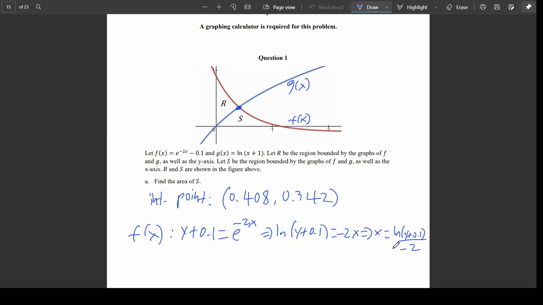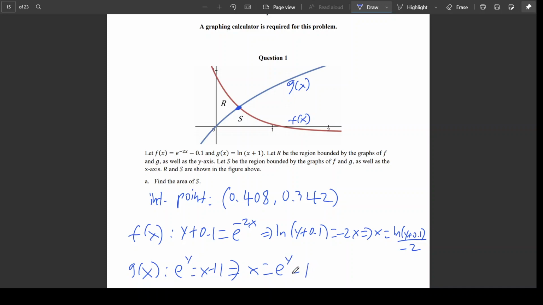Now I can do the same thing for g of x, where g of x is equal to the natural log of x plus 1. I can put e as the base for both sides, and I'll get e to the y equals x plus 1. So x equals e to the y minus 1.